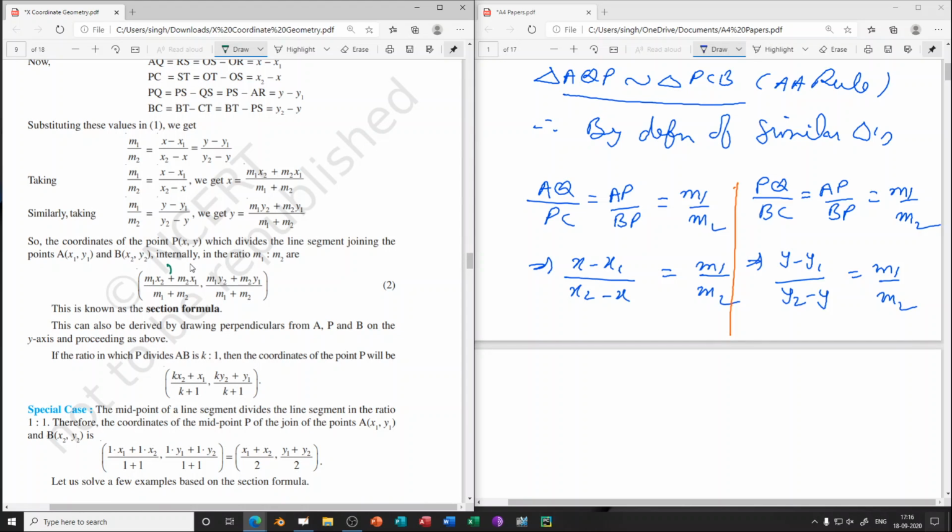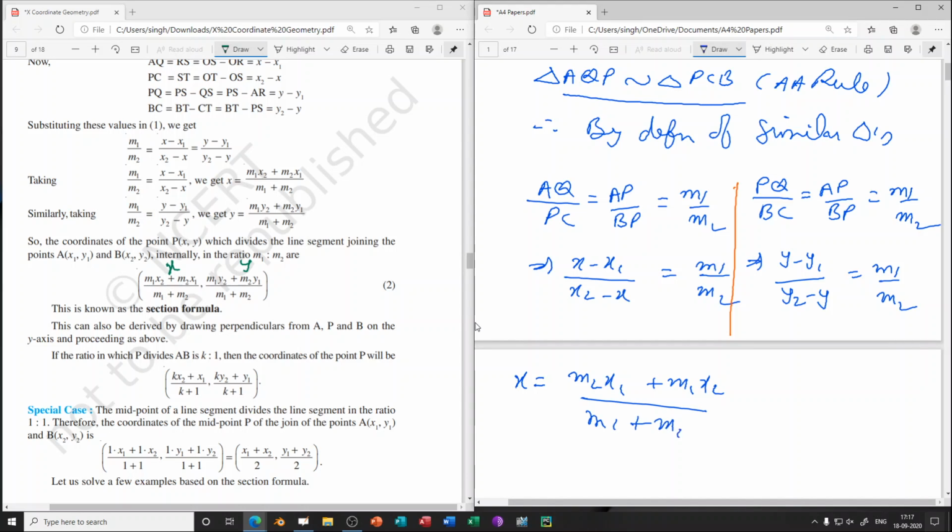This is the value of x you must obtain, and this is the value of y. So x will be (m1 x2 plus m2 x1) over (m1 plus m2), and y will be (m1 y2 plus m2 y1) over (m1 plus m2). This is what is known as the section formula. So x equals (m2 times x1 plus m1 times x2) over (m1 plus m2). Similarly, the y coordinate will be (m2 times y1 plus m1 times y2) over (m1 plus m2).